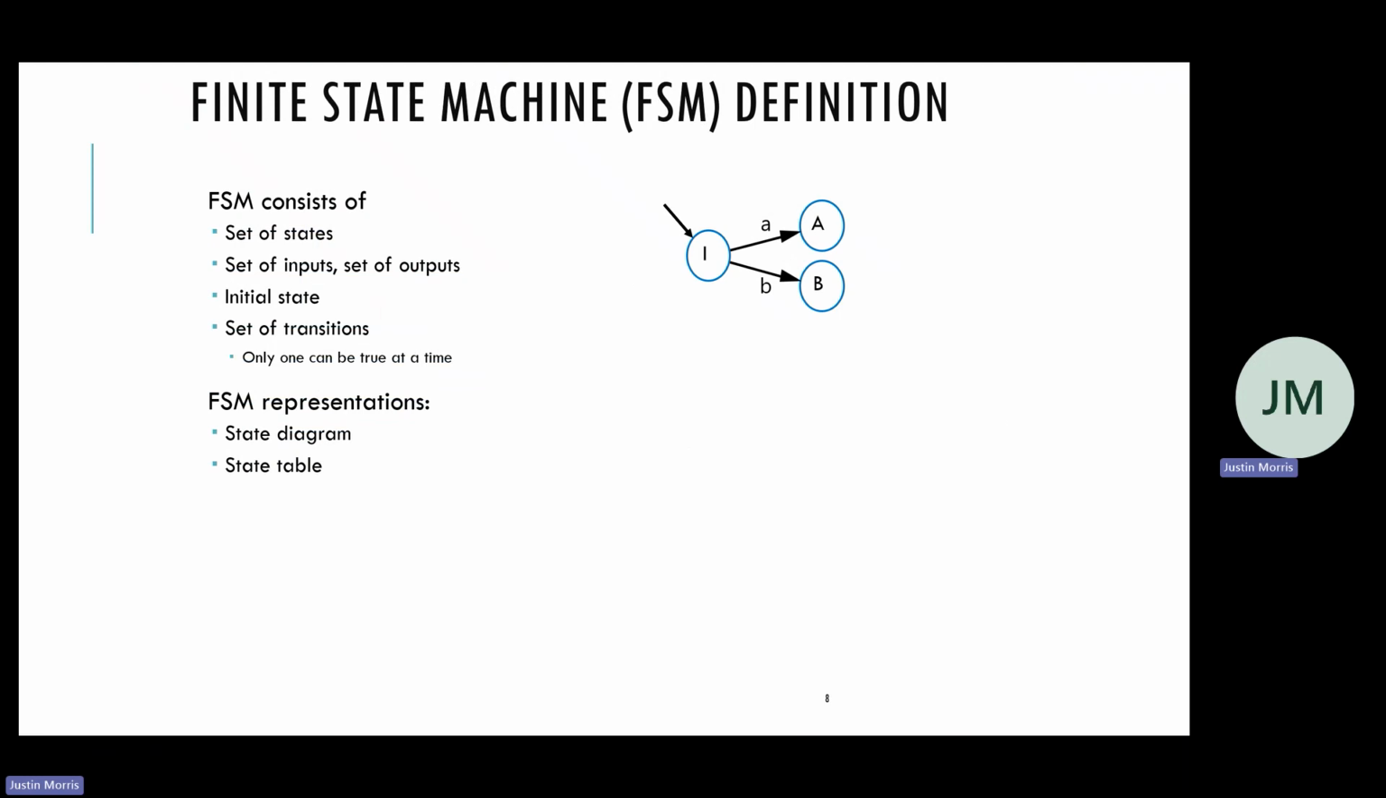So here is our definition of finite state machines. They are going to consist of a set of states, a set of inputs, as well as a set of outputs. You need to have an initial state. The initial state is indicated by an arrow coming out of nowhere with no inputs on it. And then there is a set of transitions. So only one transition can be true at a time. It's going to be based on what is my input and what state I'm currently in. So like here, I'm going from the initial state to state A if my input is A. If my input is B, I go to B. So we're going to represent these finite state machines with this state diagram. And with the state diagram, you can create the state table. And you can go the other way too. You can create the state diagram if you're given a state table.